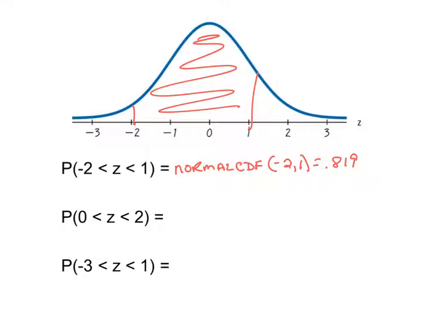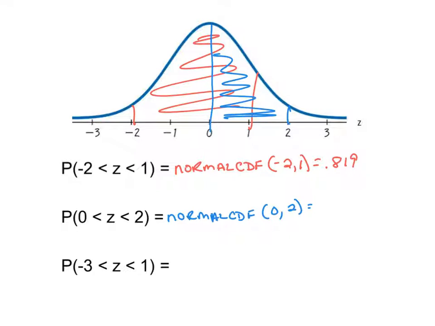If I want to know the probability of picking a number that falls between 0 and 2, again, that's not a symmetric thing. That's not something that I memorized. So between 0 and 2, I just get my normal CDF, left to right, 0 to 2. Type that into my calculator. It's a probability. I round it off to 3 decimal places. I get 0.477.